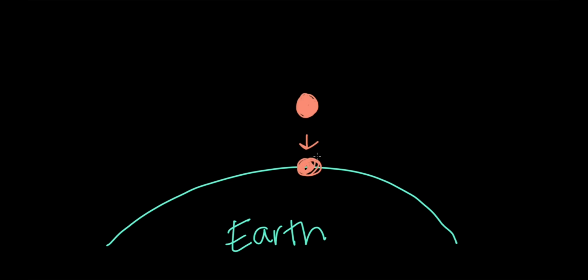What actually caused the object to move from this point to this point was the fact that it had gravitational potential energy while it was above the surface. That's what we're going to talk about today, diving into this a little bit more.